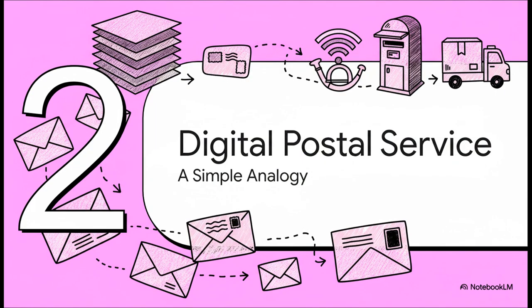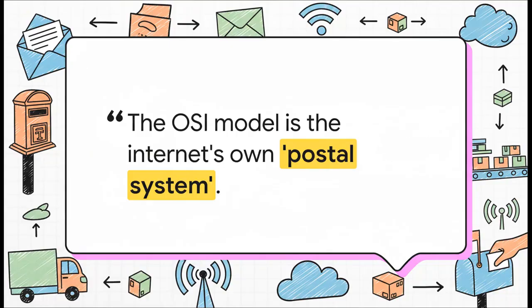Now, I know what you're thinking. A 7-layer conceptual framework sounds, well, a little complicated. So to make this all super simple and clear, we're going to use an analogy that I think we can all get behind, the good old postal service. The idea is pretty straightforward, right? The OSI model is really just the internet's own postal system.